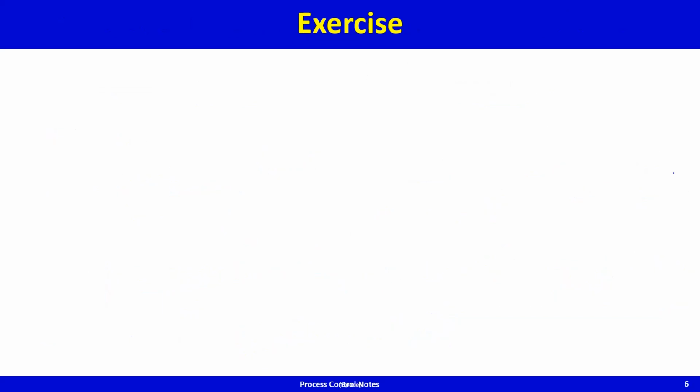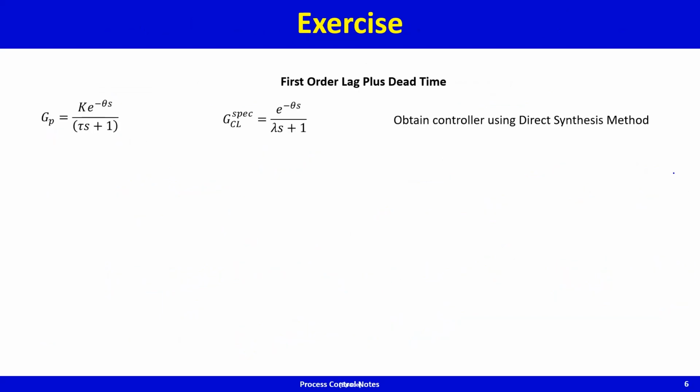As an exercise, consider a first order lag plus dead time process where theta is the dead time. Now a reasonable specification for the closed loop response, because the process is such that even if you change the input, nothing happens for theta time units, is this, where again lambda is the tuning parameter that determines the aggressiveness of the controller.